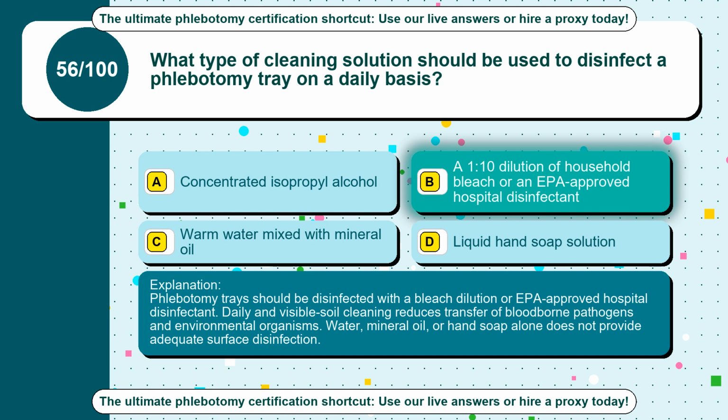Phlebotomy trays should be disinfected with a bleach dilution or EPA-approved hospital disinfectant.